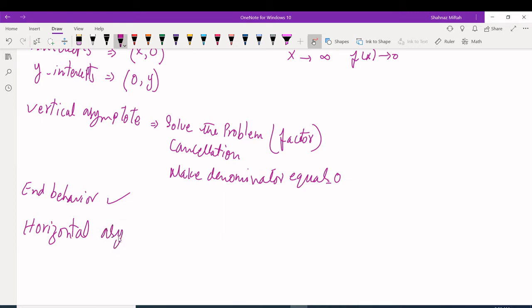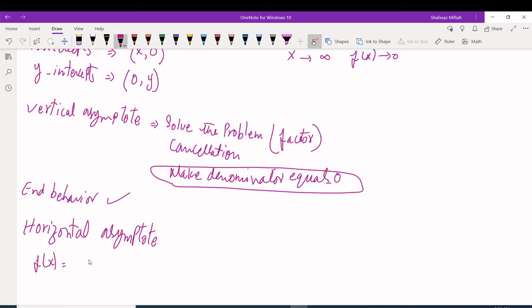How do we find the horizontal asymptote? We already know the vertical asymptote, because we make the denominator equal 0 and solve. For the horizontal asymptote, for example, I have a rational function f of X. This is my function a of X, and the exponent on this is m. This is my b of X function, and the exponent on top of this is n. Just pay attention here, okay?